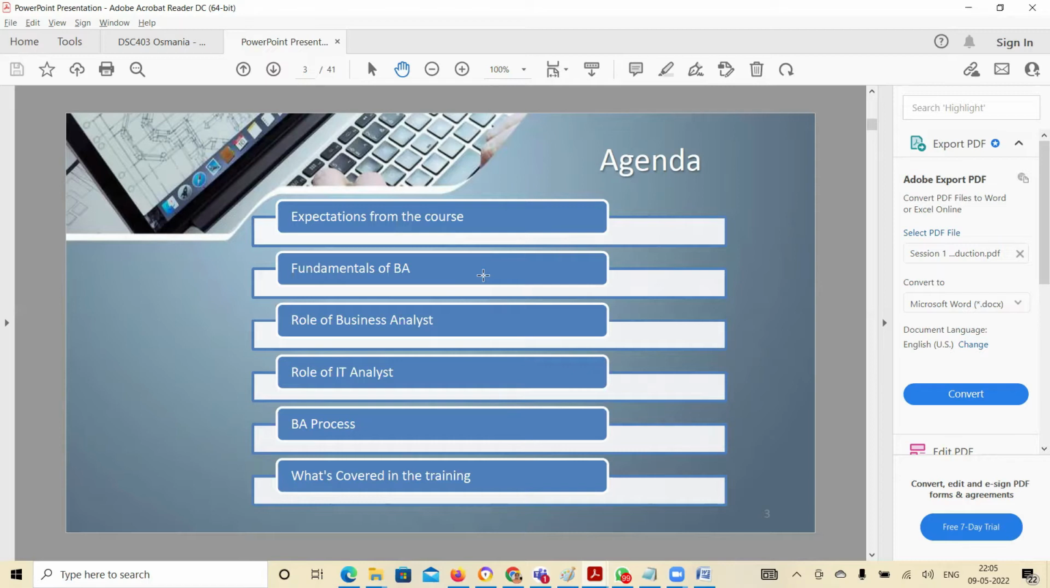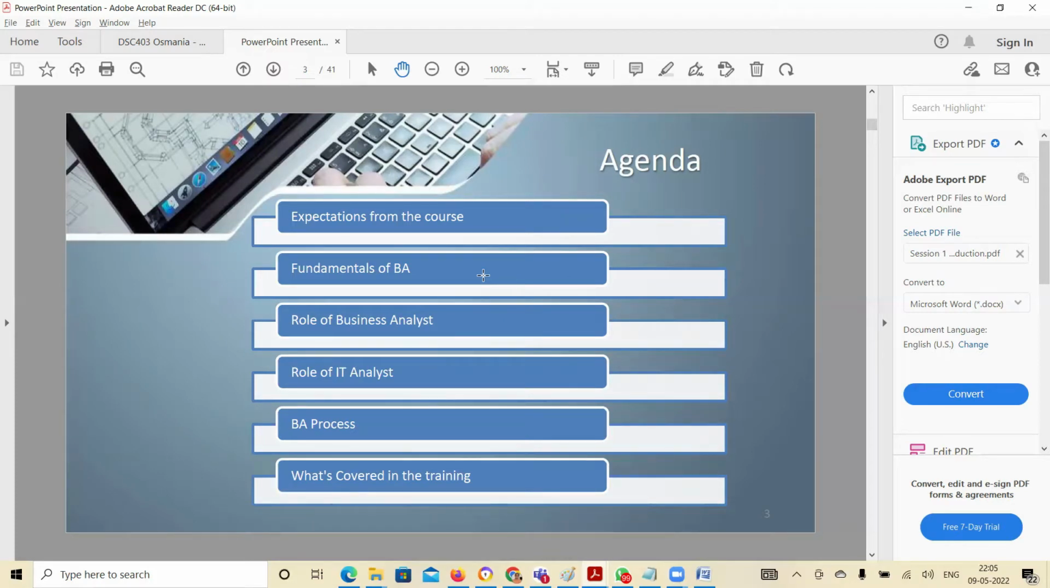What I have done here is I have divided this course into 2 parts. 60% of the stuff is about the core BA, what a BA does, what you are expected to do as a BA. The remaining 40% is about the IT field itself, the different technologies and other things in the IT field.